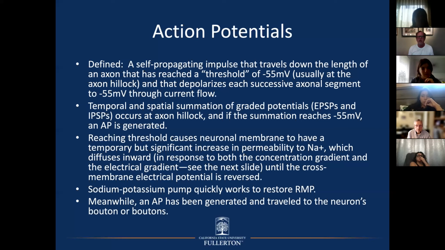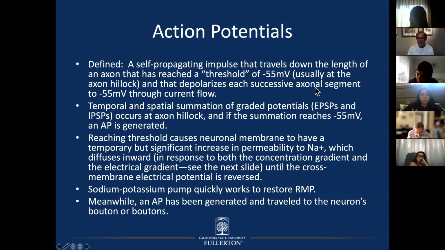So here's what I want you to know about an action potential. It is a self-propagating impulse that travels down the length of an axon that has reached threshold. And what's threshold? Minus 55 millivolts at the axon hillock, and that depolarizes each successive axon segment to minus 55 through current flow. Now that's a key part right here.